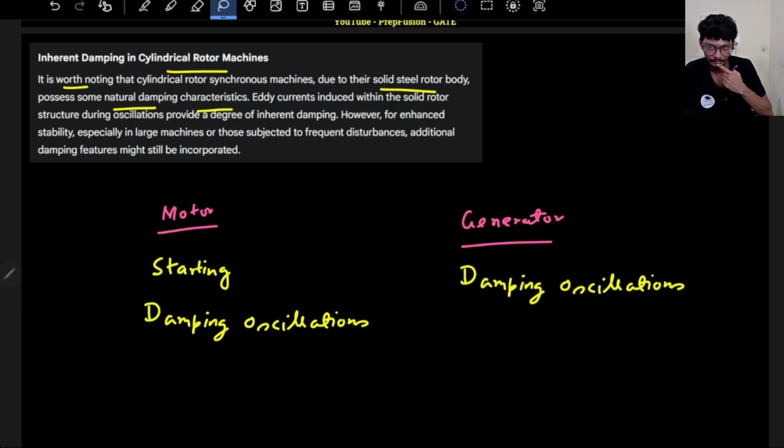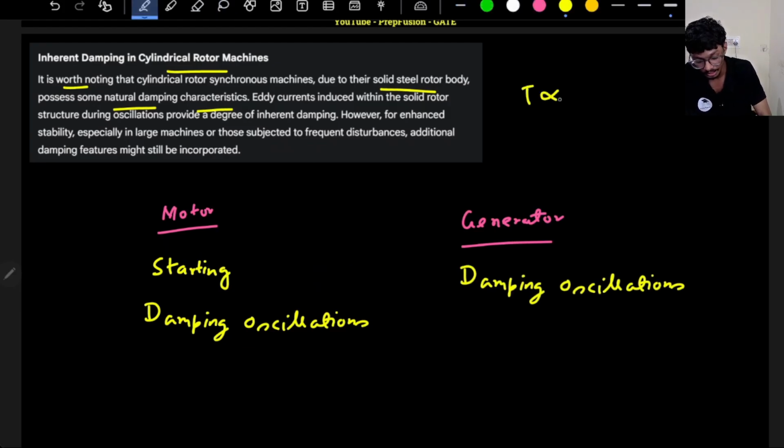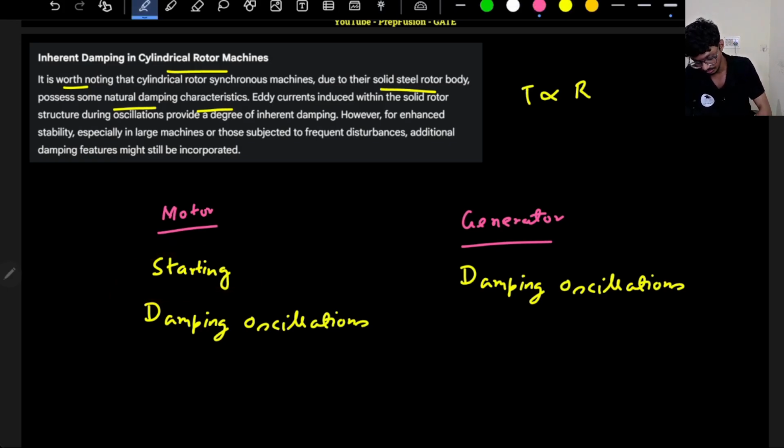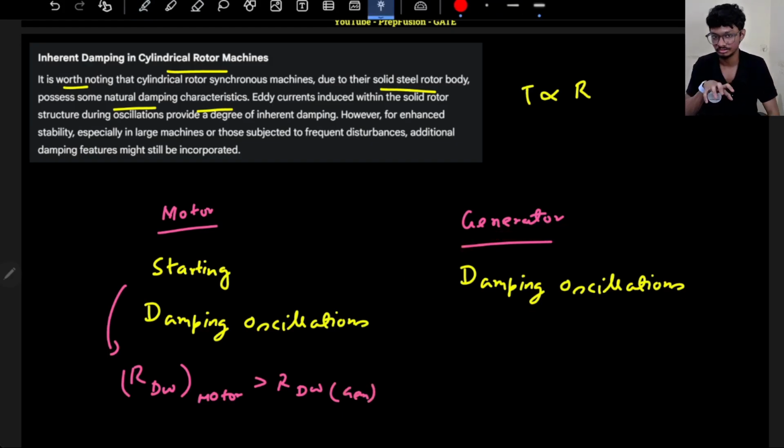And one more thing: if you remember, what was the induction torque proportional to? It was proportional to the rotor resistance. As I need the damper windings for starting, here I need higher starting torque. So the resistance of the damper winding of a motor has to be higher than the resistance of the damper winding of a generator, because in a generator I just need it for damping oscillations.